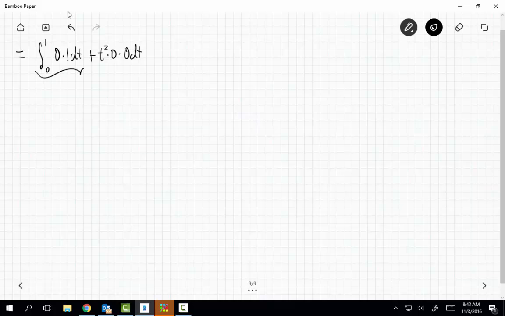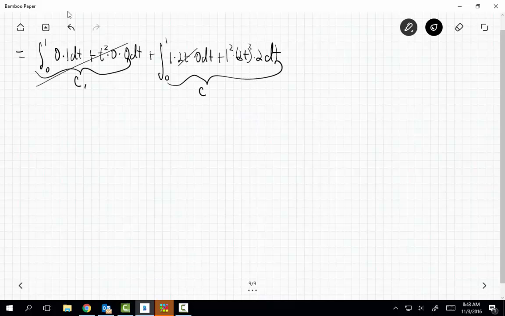Now this accounts for C1. This is going to be plus the integral from 0 to 1 of 1 times 2t times 0 dt plus 1 squared times (2t) cubed times 2 dt. Now, over here, as you can probably tell, this is just going to give me a big fat 0. This chunk's going to give me a big fat 0, but this is going to give me some interesting stuff here. This is C2. And then we have to add in C3, right?